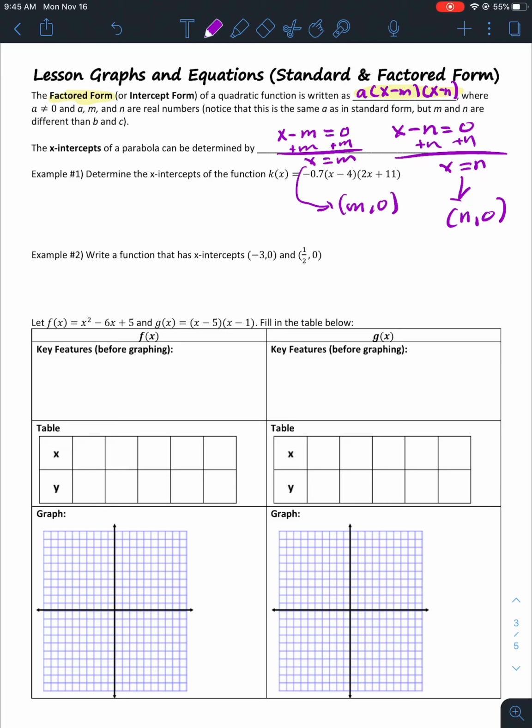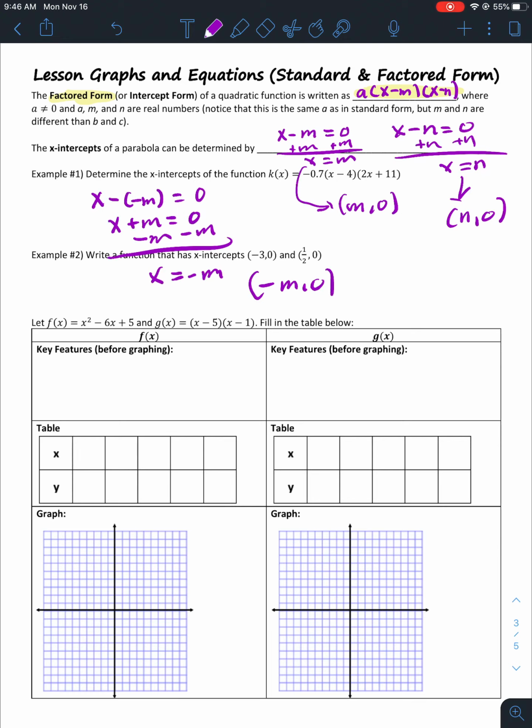Also, I had a student ask me in class, which was actually a good question, does it always have to be x minus m? Does it always have to be x minus n? And the answer to that is no. It could easily be x plus m equals 0. And if you solved this, it would give you negative m, so your answer would be negative m comma 0. So just remember, when we write x minus m and x minus n, the m and n could be negative and make the inside portion positive.